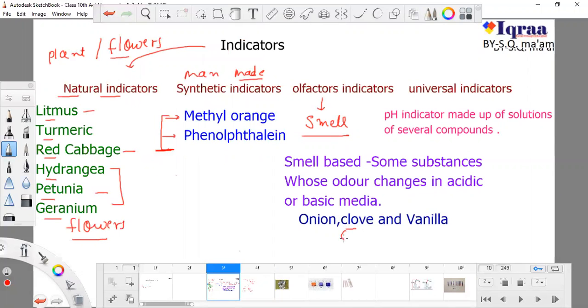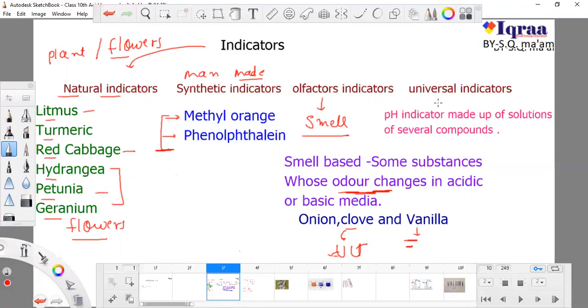Clove oil works the same way; we will study it in detail. Something will change with acid or not change with acid, or something will change with base or not change with base, and the same thing will happen with vanilla. So the odor just changes if we add it to acid or base.